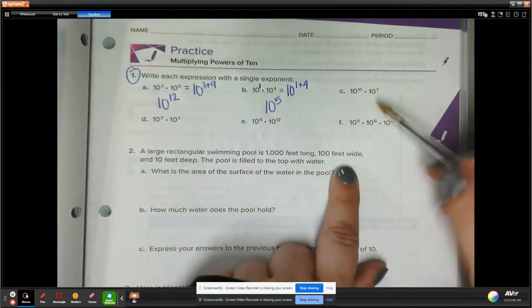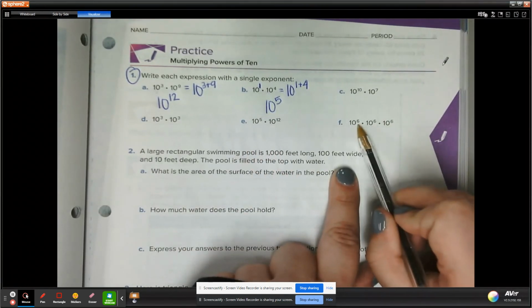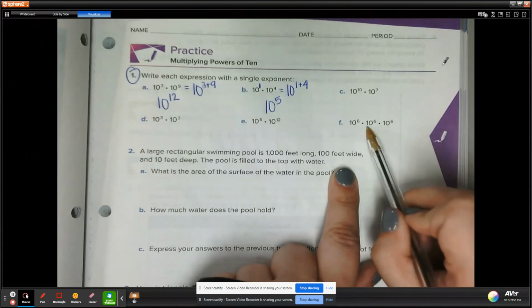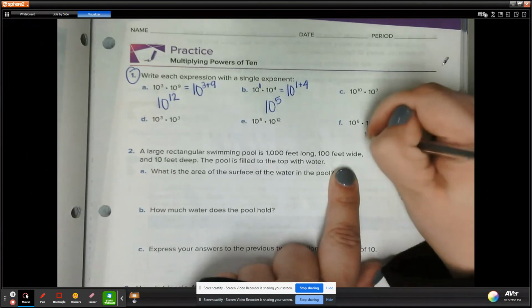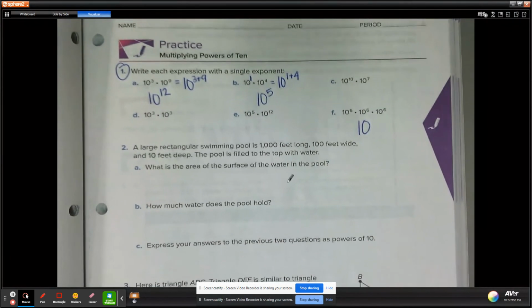The same applies for the rest. F looks tricky, but it's still the same idea, because you're multiplying and they all have the same base of 10. So you get 10 to the something power. Okay? That's that.